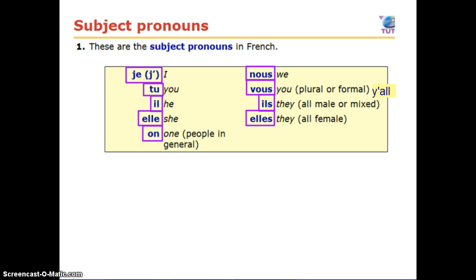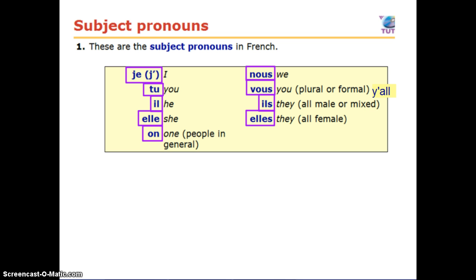Now, ils and elles make sense in the sense that if you take il and you add an s to it, meaning there are a whole bunch of he's over there, we don't say he's, we say they. Elles makes sense because, again, you take the word she, you add an s to it. If there are a whole bunch of she's over there, then you're going to say elles, not she's. You're going to say they.